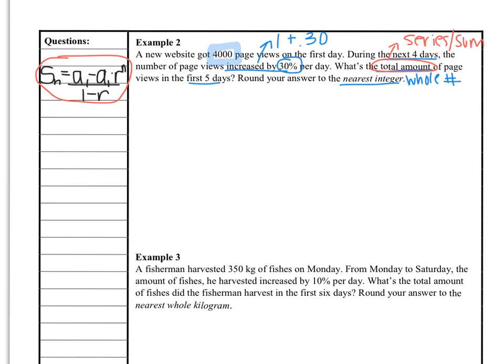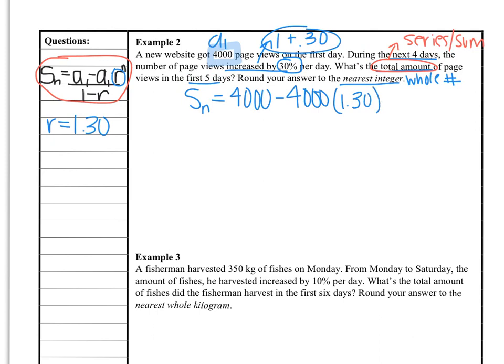So here we go. Let's plug in what we know, and we've got S of n, our original formula that we're going to write. Let's just plug and chug. So our A sub n is going to be our first term, which is that 4,000 views on the first day, minus our 4,000 again, times, now our R value is going to be this added together. So it's 1.30, or just 1.3, to the n power, all divided by 1 minus R, so 1 minus 1.30. So this is your general formula with n plugged in.